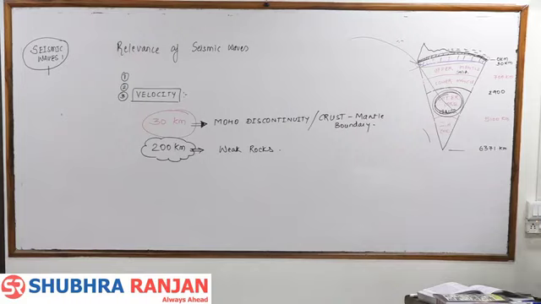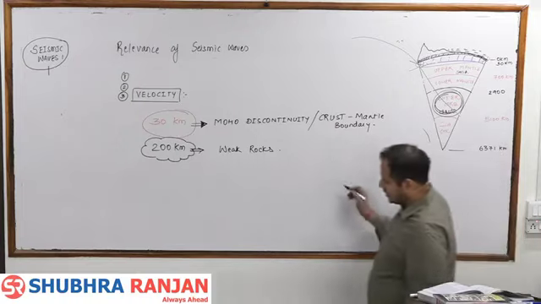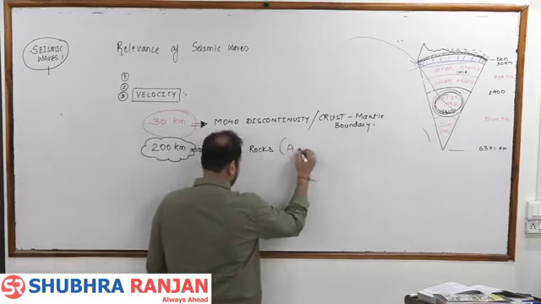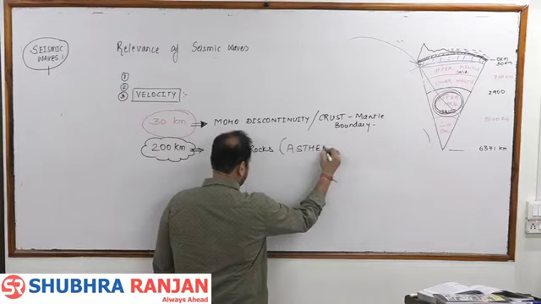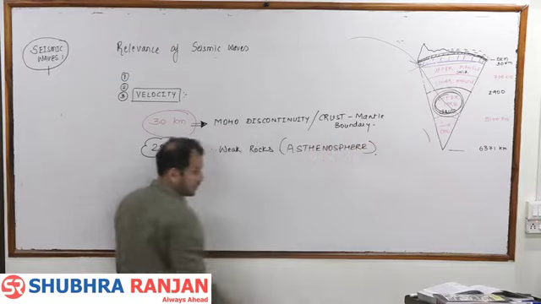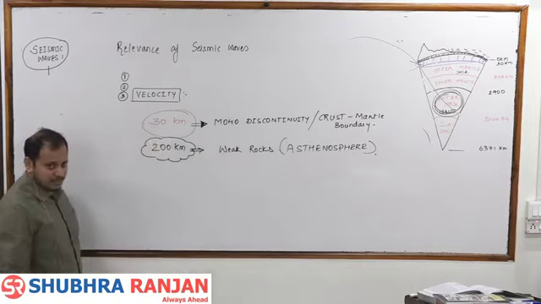So the velocity is greater in the mantle, but the upper 200 kilometers experience low velocity, which explains that it is the zone of weak rocks. That is, it is the zone of weak rocks, or what? Asthenosphere. Now what is left to write?